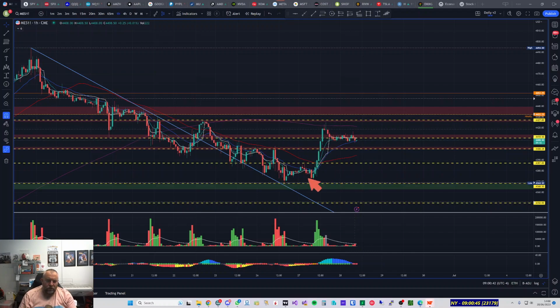So I'm still very disgruntled because I missed this entire run up, and I was trying to short it on every red candle I could find, and there wasn't many red candles.